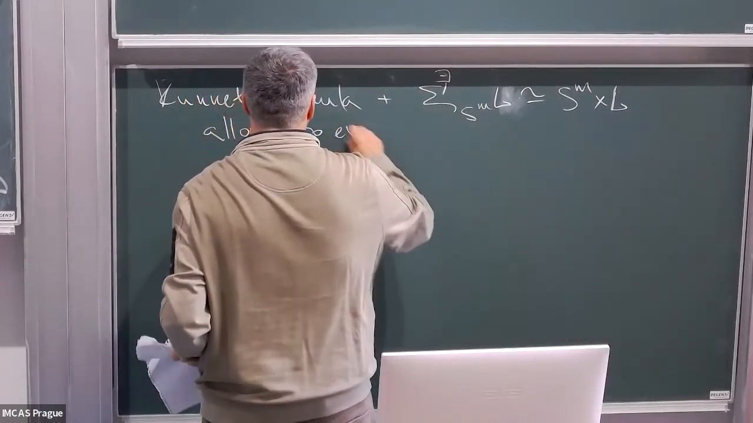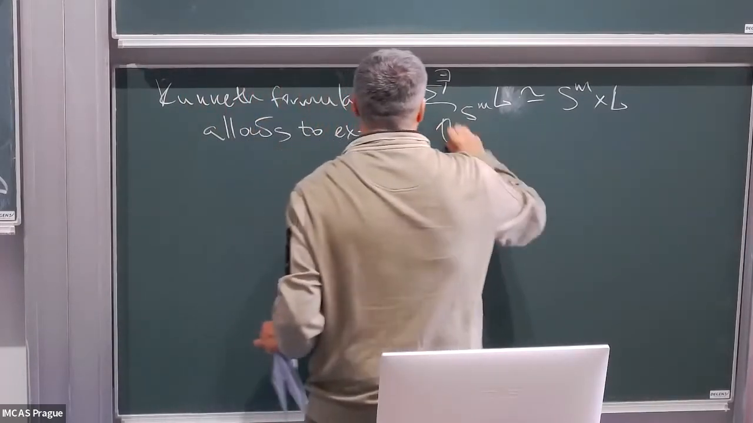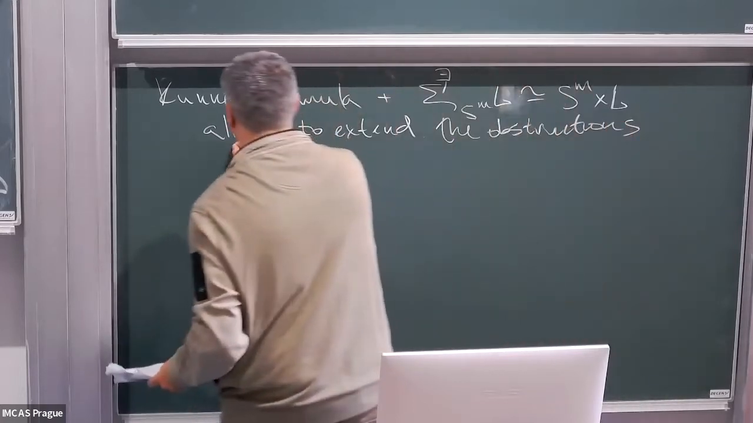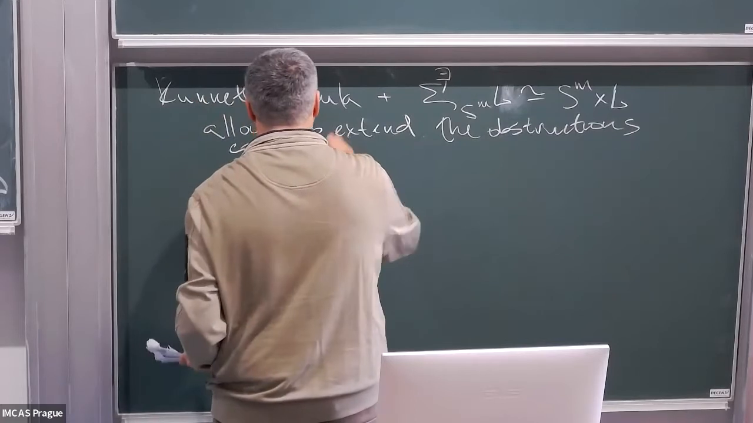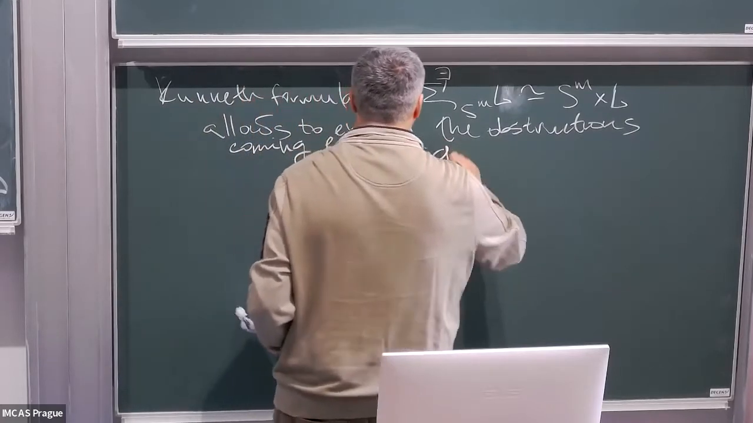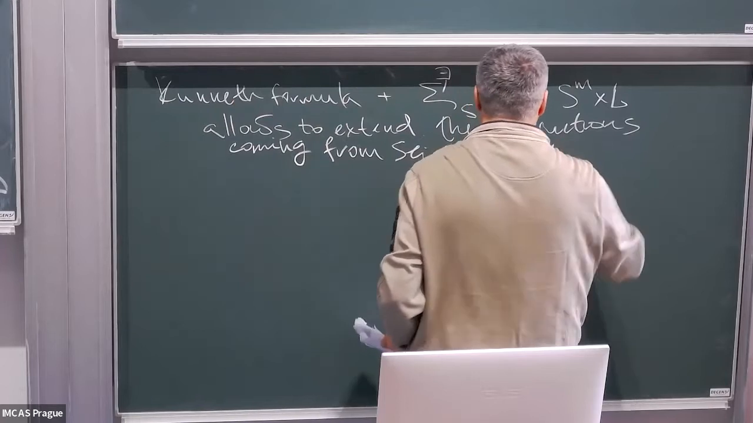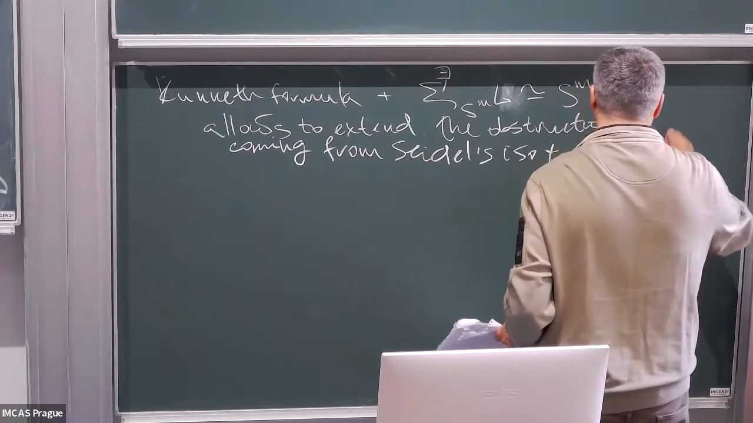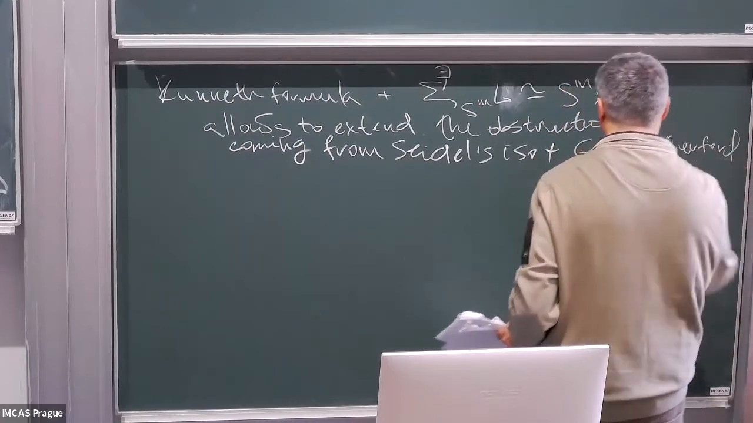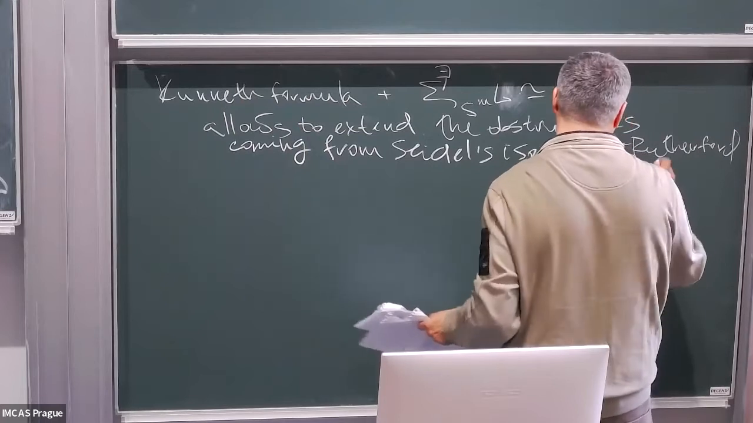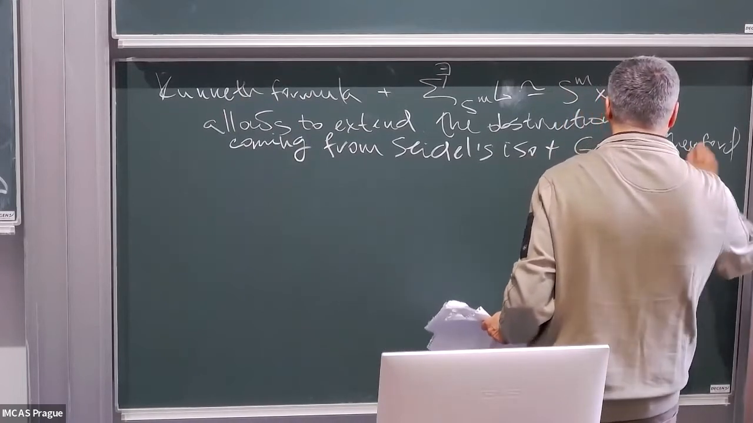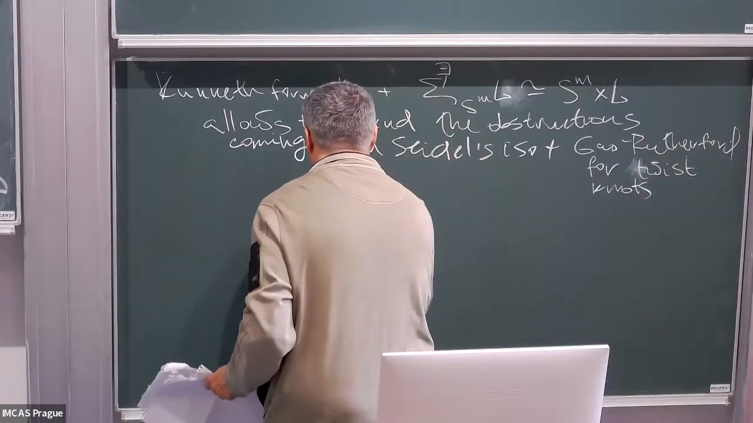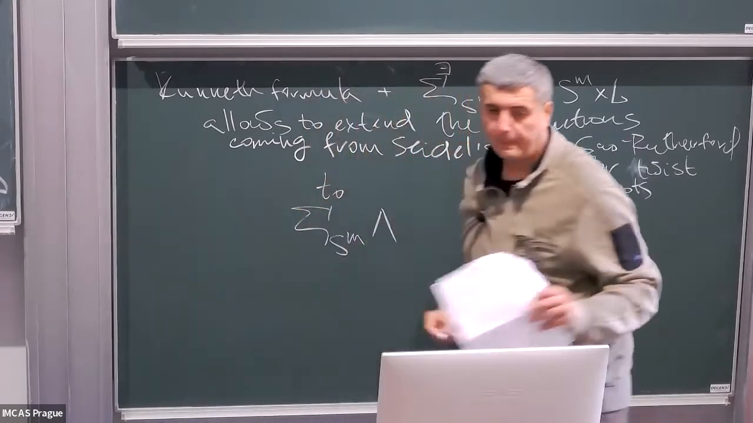to extend the obstructions coming from Seidel plus this Gall-Rutherford for these twist knots to Sm spins.